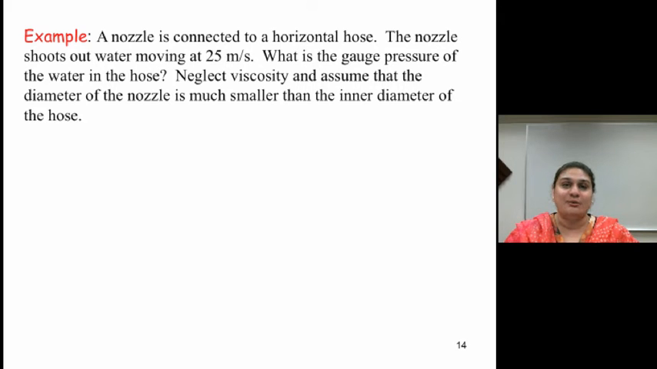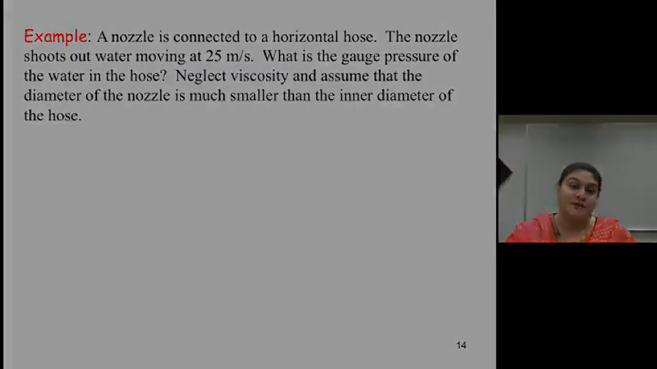So now let's do an example of this kind. A nozzle is connected to a horizontal hose. The nozzle shoots out water moving at 25 meters per second. What is the gauge pressure of water in the hose? Neglect viscosity and assume that the diameter of the nozzle is much smaller than the inner diameter of the hose.